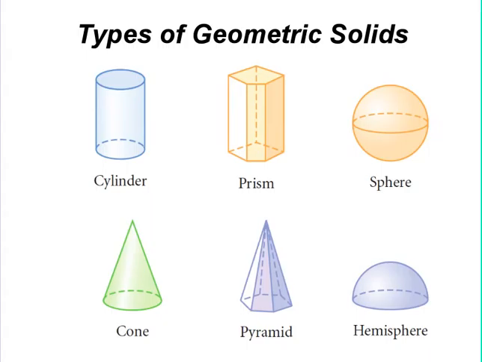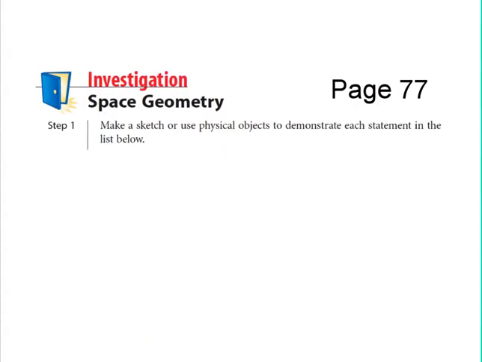Also on pages 76 and 77, you're going to notice that they give you step-by-step instructions as to how you draw a cylinder, a cone, a prism, a pyramid, a sphere, and a hemisphere. I want you to look at page 77 right now in the investigation. It says, make a sketch or use physical objects to demonstrate each statement in the list below. So real quick in your groups, I want you to do that. It's not going to take you very long. When you're done, we'll finish with today's assignment.